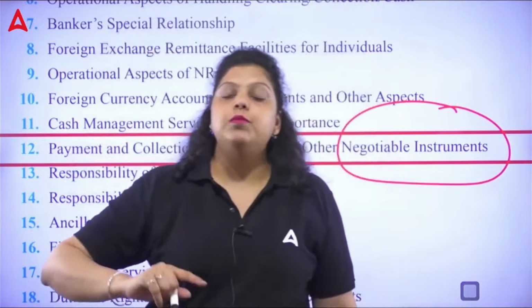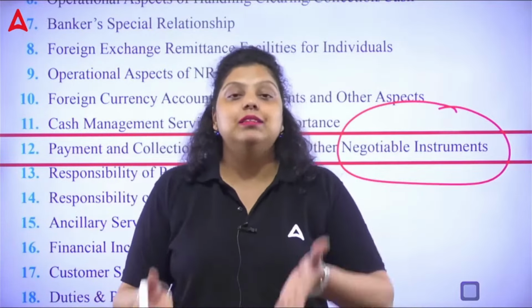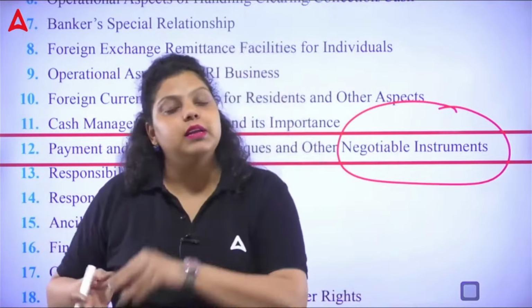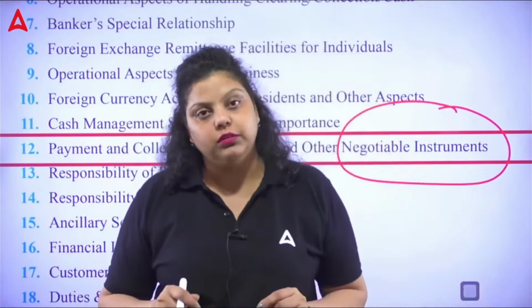You can take that promissory note to the bank and get the discount from the bank. It means on demand and on the maturity period, you will be able to get your money. That's what the negotiable instrument is for.